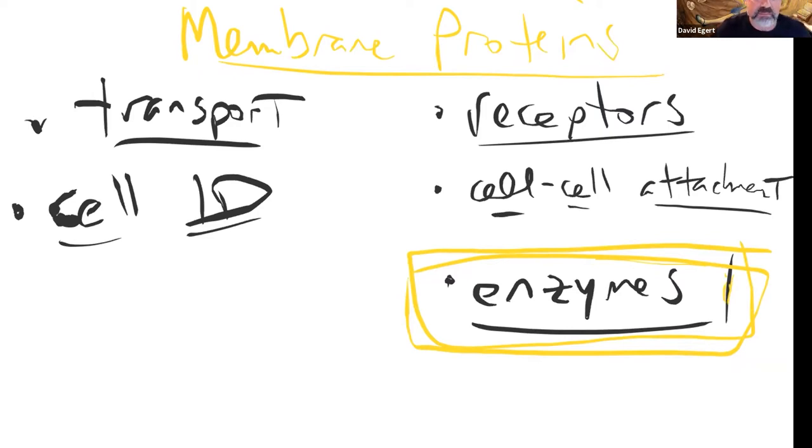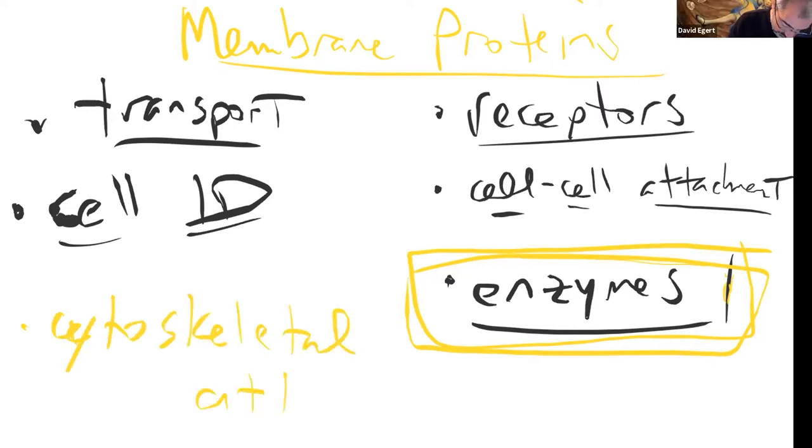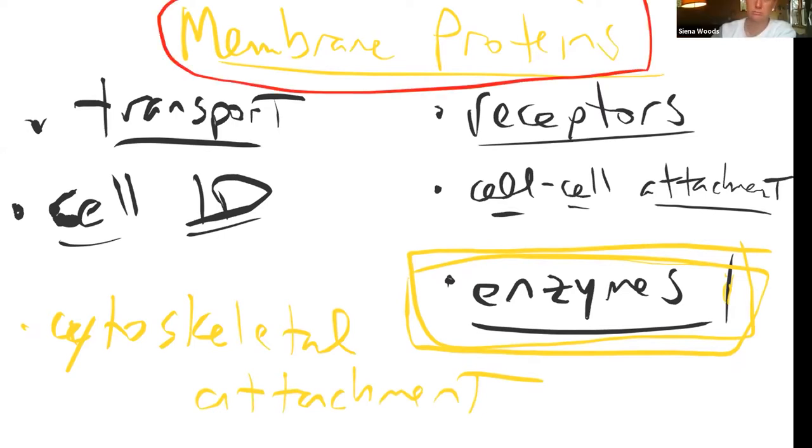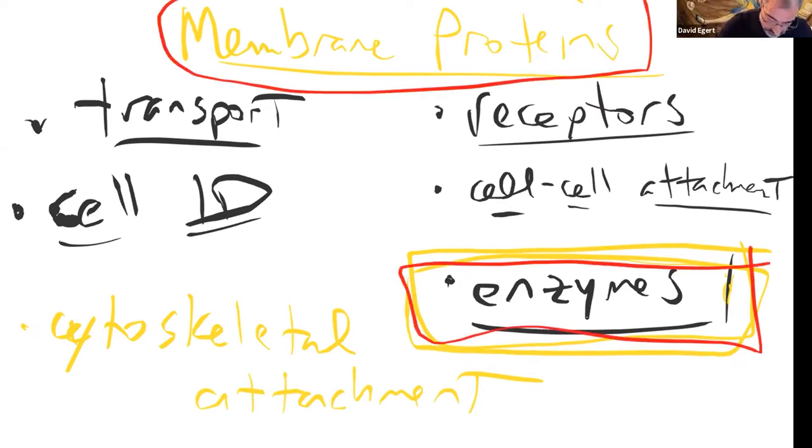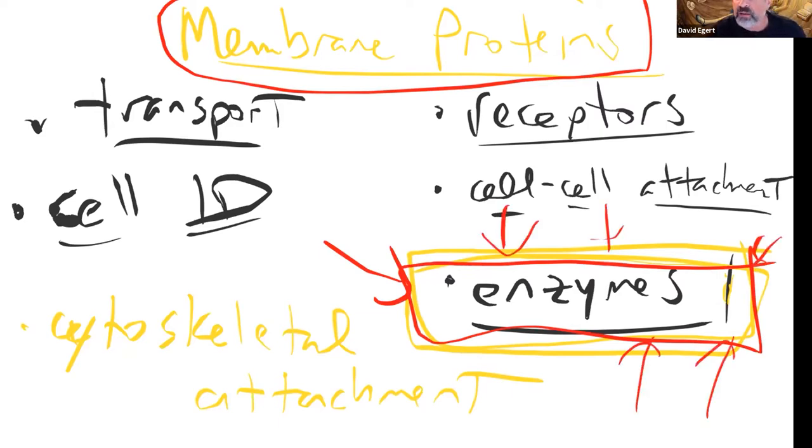What other things are membrane proteins doing? Cytoskeletal attachment. Right, so membrane proteins, important, doing lots of cool stuff. And again, in your laundry list of what they do, make sure you put enzymes in there, because I realized as I was thinking about it this weekend that I don't think I mentioned enzymes specifically as another important role that membrane proteins are playing.